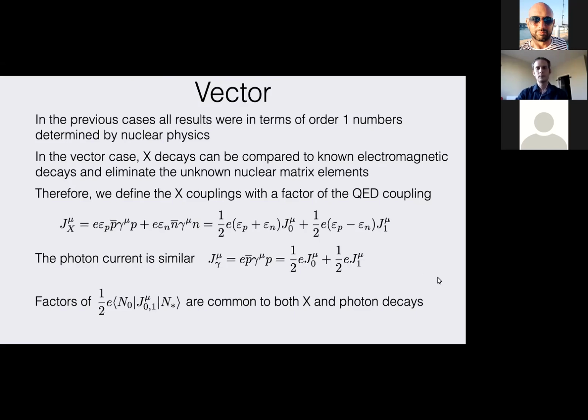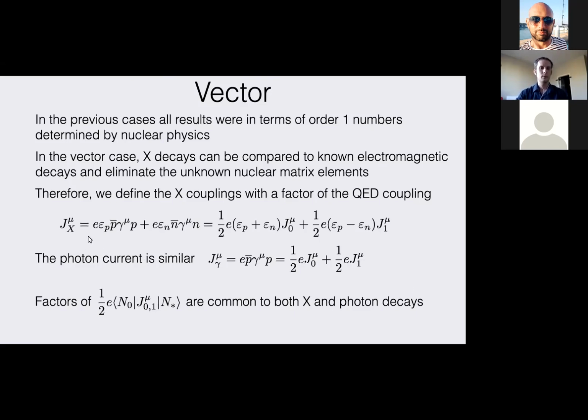Finally, we look at the vector case. In the vector, we actually have some additional handle to say things a little bit more carefully, which is that we can relate the decay widths of the vector to decay widths of the photon. They go to the photon. And since they both couple through vector couplings, we can often divide out the unknown nuclear matrix elements and say something a little more precisely about the couplings.